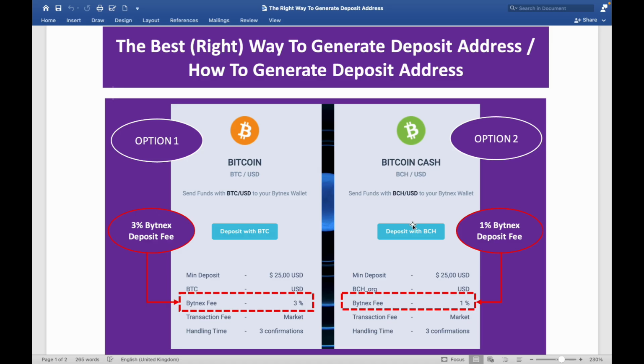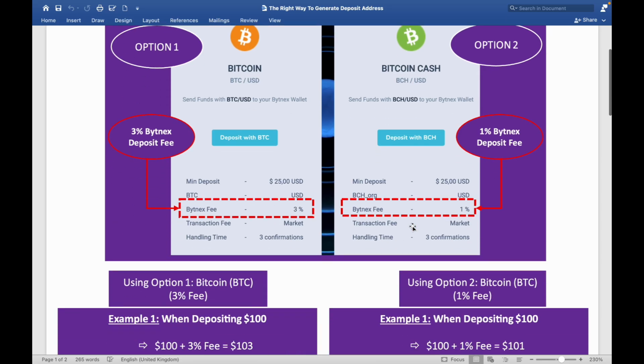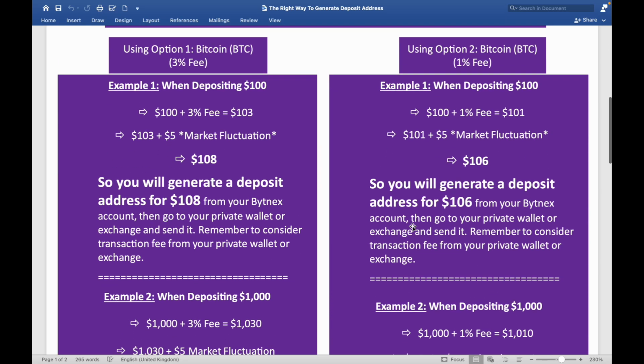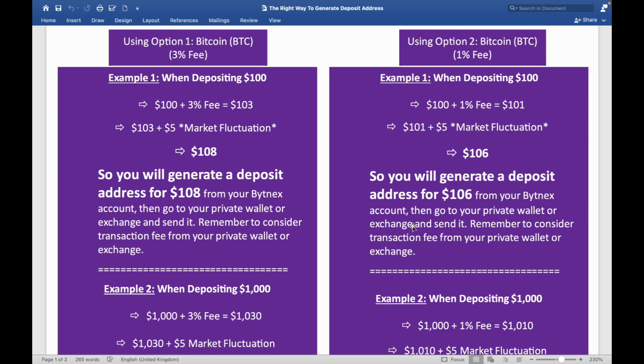I always recommend people use Bitcoin Cash because Bitcoin Cash is what I have been using regularly. Okay, once you choose the option that you want to use to deposit, you have to follow these steps for you to be able to do it correctly, in the right way. So let's start with option 1, which is with Bitcoin, and this is a good example that I have given you from this example 1.